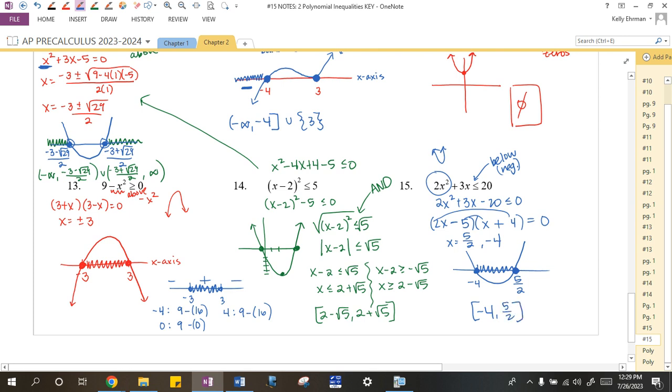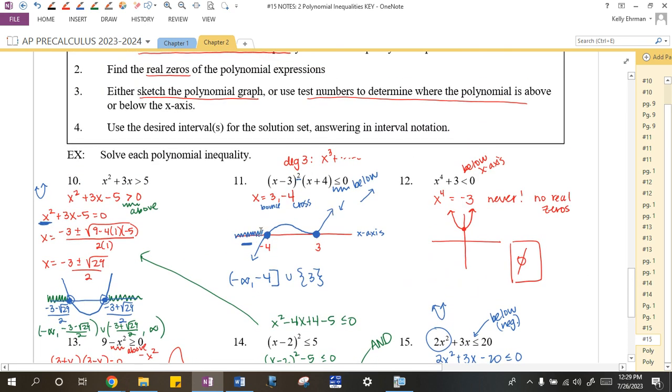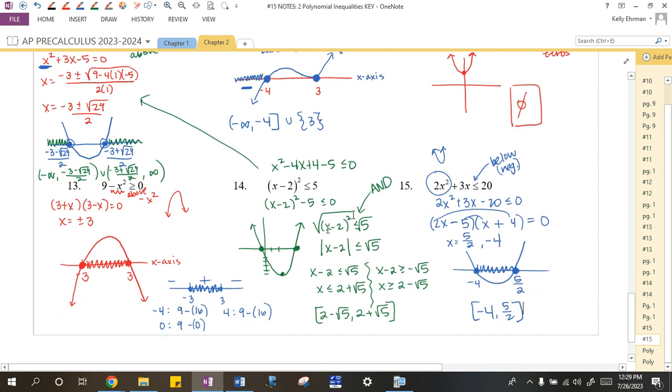All right, I encourage you to sketch the graph, especially if it's quadratic. If it's polynomial, remember, if you're going to sketch the graph, you've got to really pay attention to end behavior and behavior at the zeros. But it all comes together.